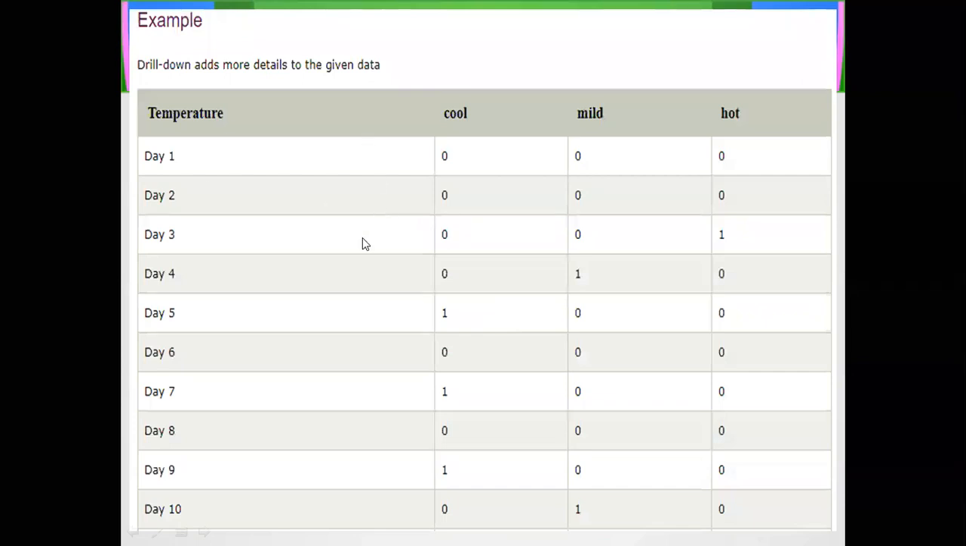Then this is another example, that temperature example. So here cool, mild, hot, these we have applied for the roll up operation for more summarized data, but see, weekly data we have now converted into daily data, right? So after applying the drill down operation, you will get the detailed summarized data, day wise summarized data here. So 10 days you can identify. For day 4, my temperature was mild here, right? For day 7, my temperature was cool here, right? So like that, managers can analyze by performing this drill down operation.